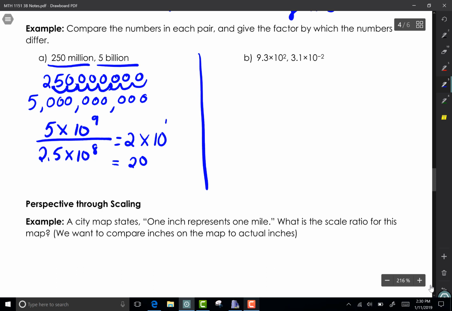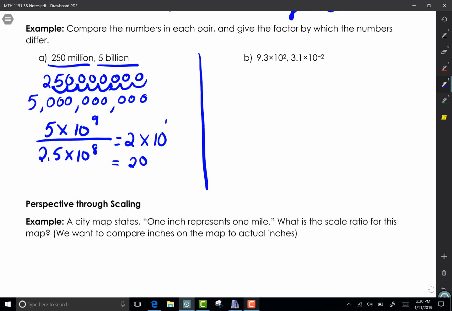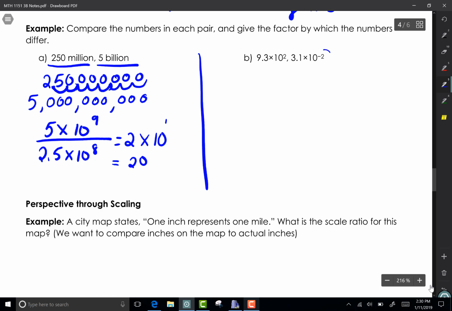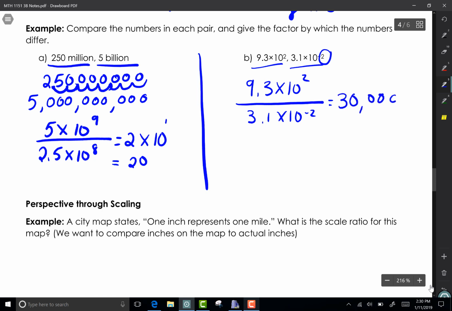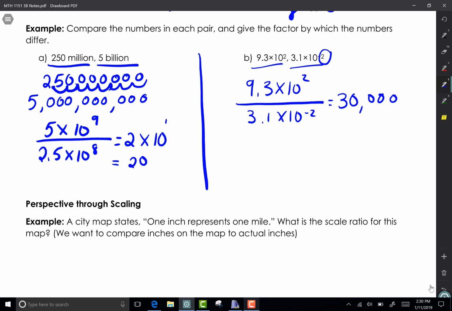Okay, so looking at the second example, I want to compare 9.3 times 10 to the second and 3.1 times 10 to the negative 2. Since this has a negative exponent, this one's going to be smaller than the 9.3 times 10 to the second. So I'm going to take 9.3 times 10 to the second on top, and I'm going to divide by 3.1 times 10 to the negative 2. When I divide that, I get 30,000. So that means 9.3 times 10 to the second is 30,000 times bigger than 3.1 times 10 to the negative 2.